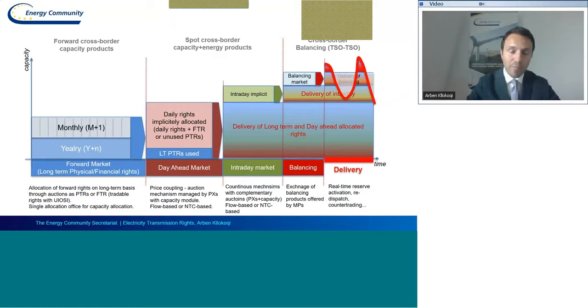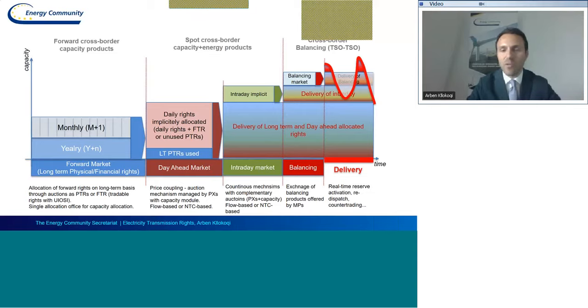This is the scheme on how the entire process of capacity allocation works. So this is also prescribed in the network code, as I mentioned, SEE. So you have the forward capacity allocation, which is done mainly on a yearly basis, but it can be done on yearly and monthly basis, and also on a quarterly or seasonal basis. So you have a forward explicit allocation on a forward basis.